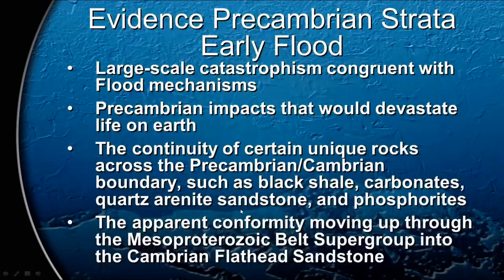Here's my evidence. When you look at the Precambrian, you find large-scale catastrophism congruent with the flood mechanisms, which are very violent. The fountains of the great deep and the windows of heaven being open. And they together form the rain. The windows of heaven being open don't necessarily mean the rain, because there's a period at the end of that. And then it says starting the rain 40 days and 40 nights.